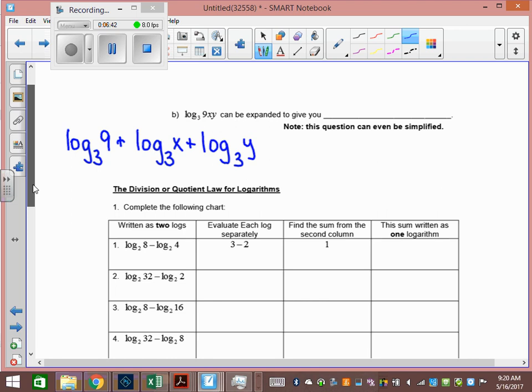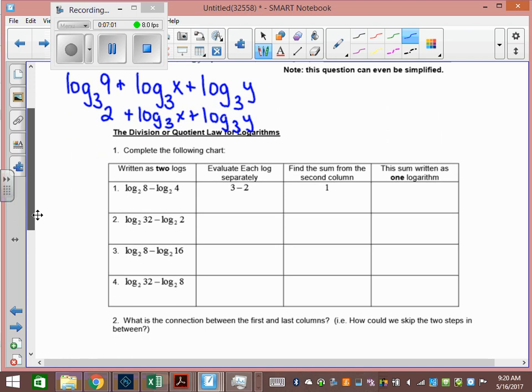Yeah. So what do we do here when it's log base 3 of 9? What's that? 3 to the 2. 3 to the what is 9? 2. So we actually get 2 plus log base 3 of x plus log base 3 of y. Same rule works with subtraction, just that you divide.